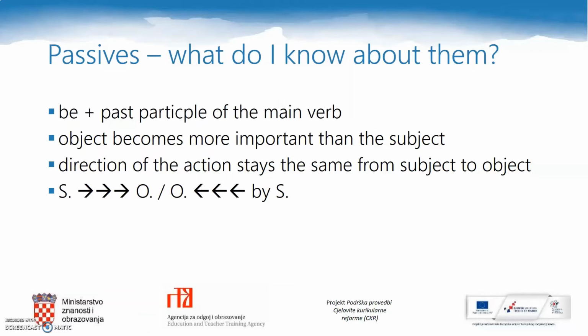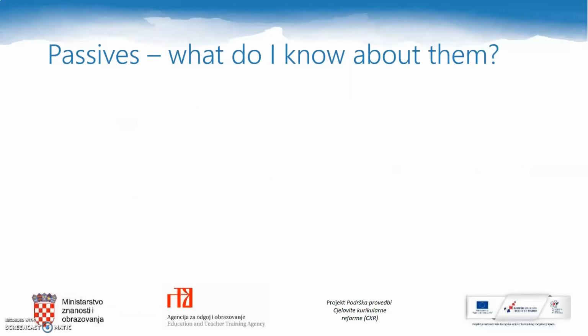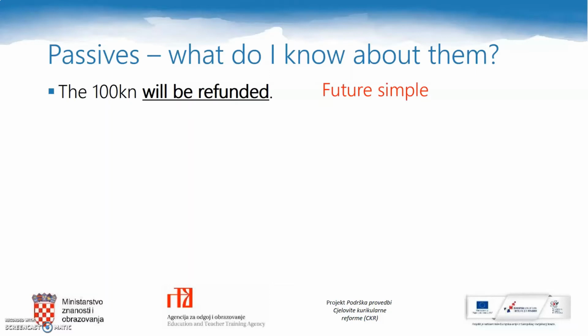So in the active sentence, the action goes from the subject to the object. The same thing happens in the passive voice. The only difference is that the object is in the first place in the sentence. What else do I know about passives? For example, the 100 kuna will be refunded. This is a passive sentence in future simple.